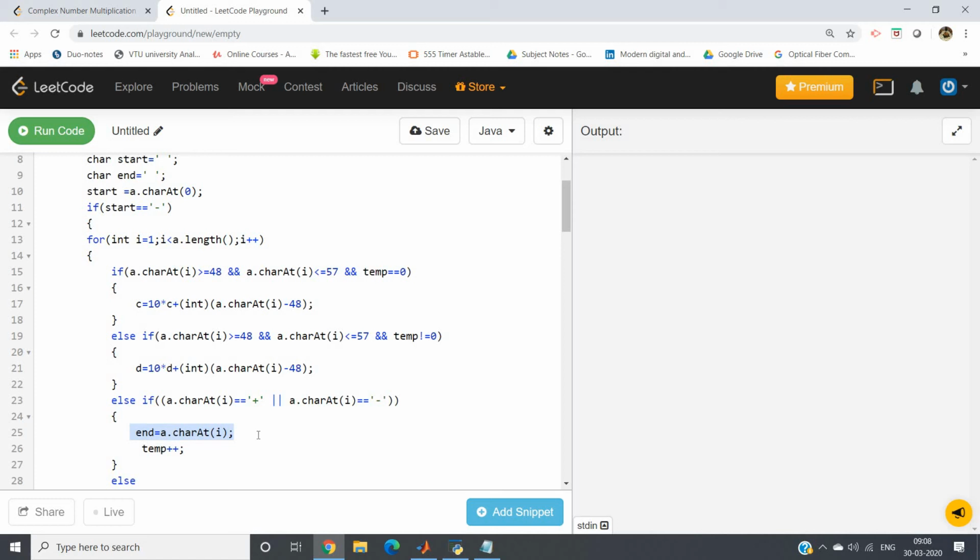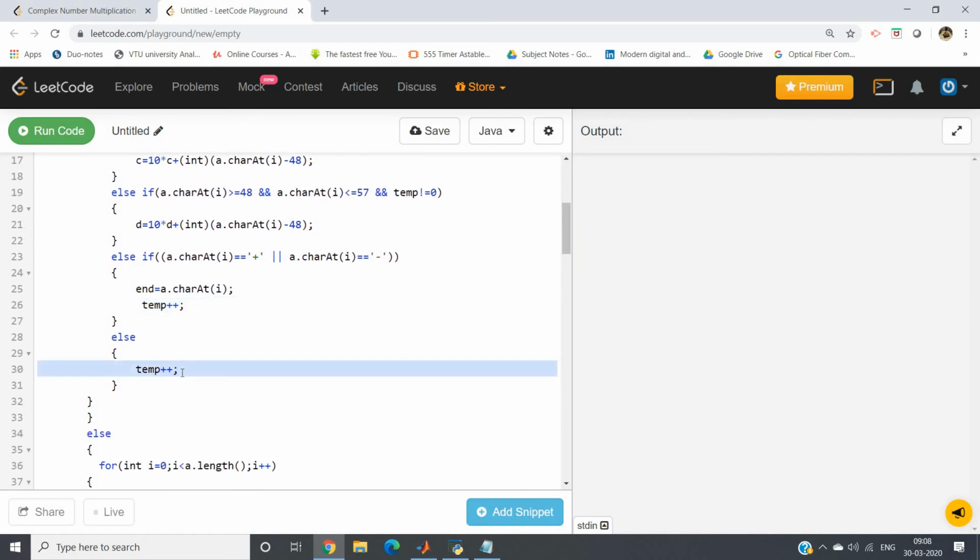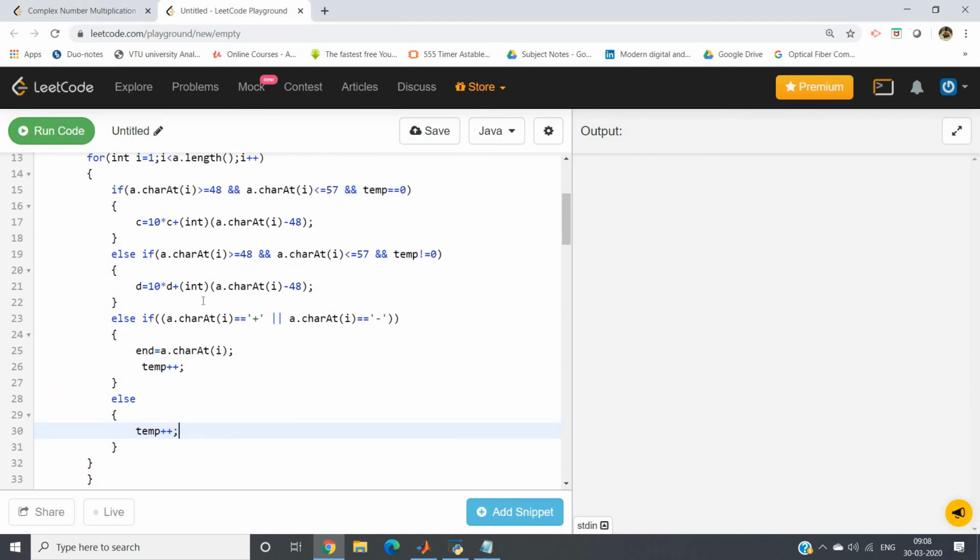So as a result, after the whole traversal of the string, in the end variable the sign of the imaginary part will be stored, and then temp plus plus, because we are getting something which is not 0 to 9. Else also temp plus plus, because we are getting something not from 0 to 9. So this is the way we can easily get the c, d coefficients.